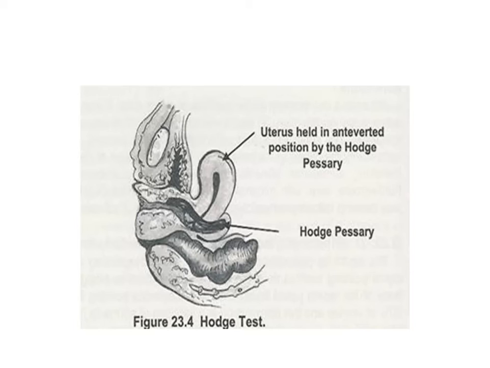Right. See, this is how the Hodge pessary is there. You can see this is the Hodge pessary. It is shaped like this. It is placed across the vagina. This is the vagina, bladder, pubic bone, uterus, uterine canal, cervical canal, anal canal, and the rectum. So when it is placed like this, the anteversion of the uterus is corrected. This is now the anteverted position. The pessary is holding it in place.